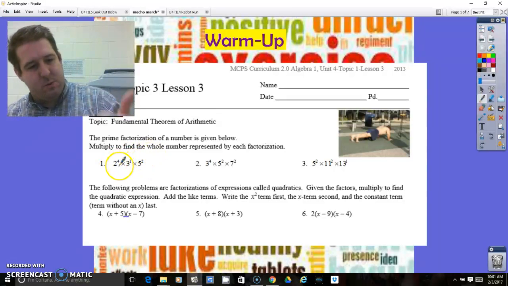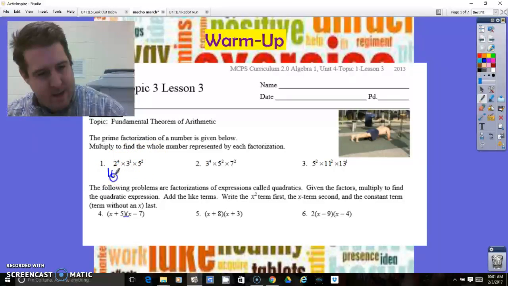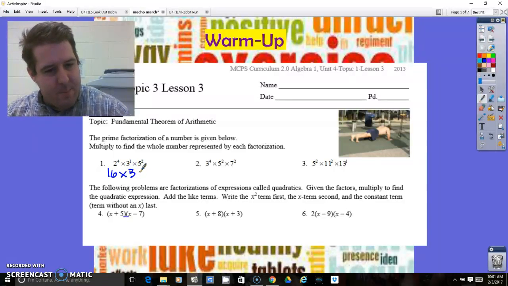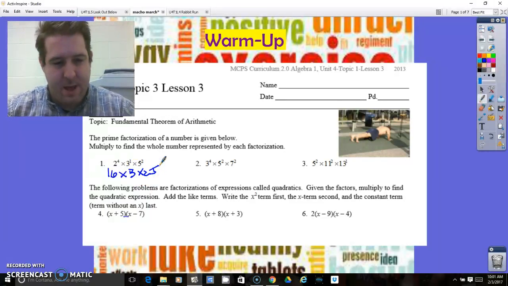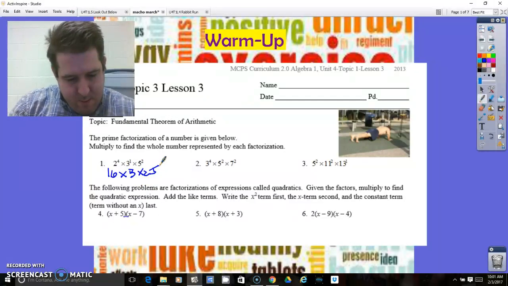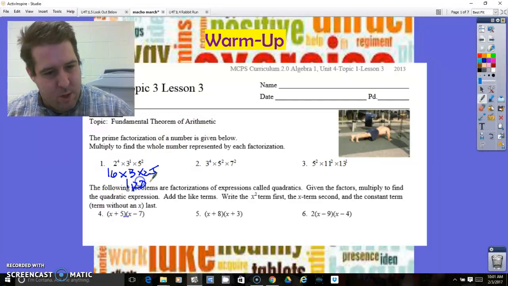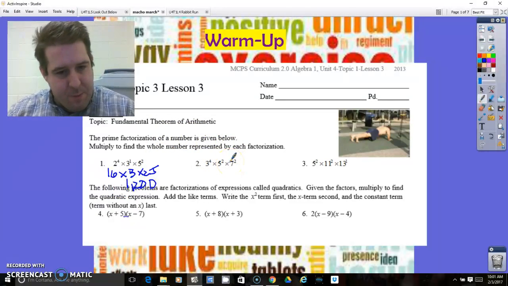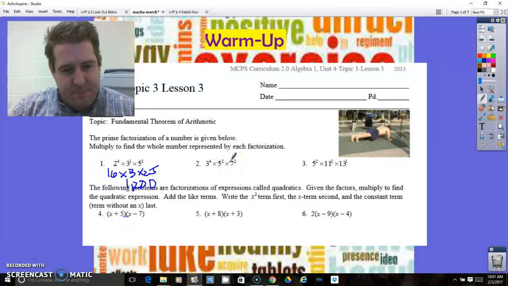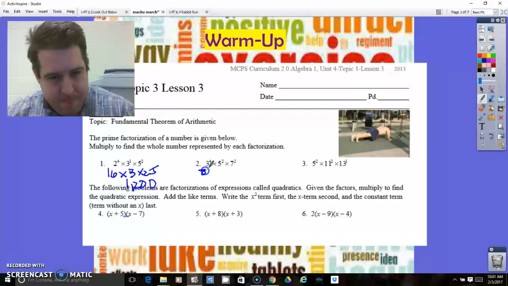2 to the 4th power is 2, 4, 8, 16. Multiply that by 3 to the first power, which is 3. Multiply that by 5 to the second power, which is 25. Then you're going to want to use your calculator and figure out what that is. So that's 16 times 3 times 25, which is going to give you 1,200.